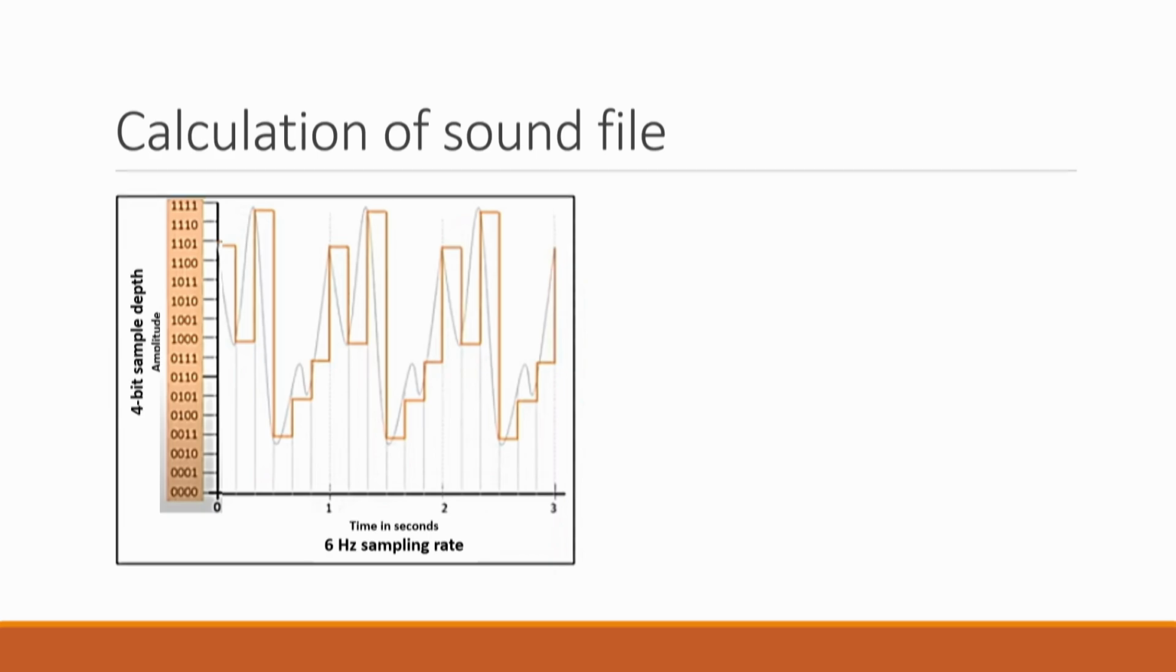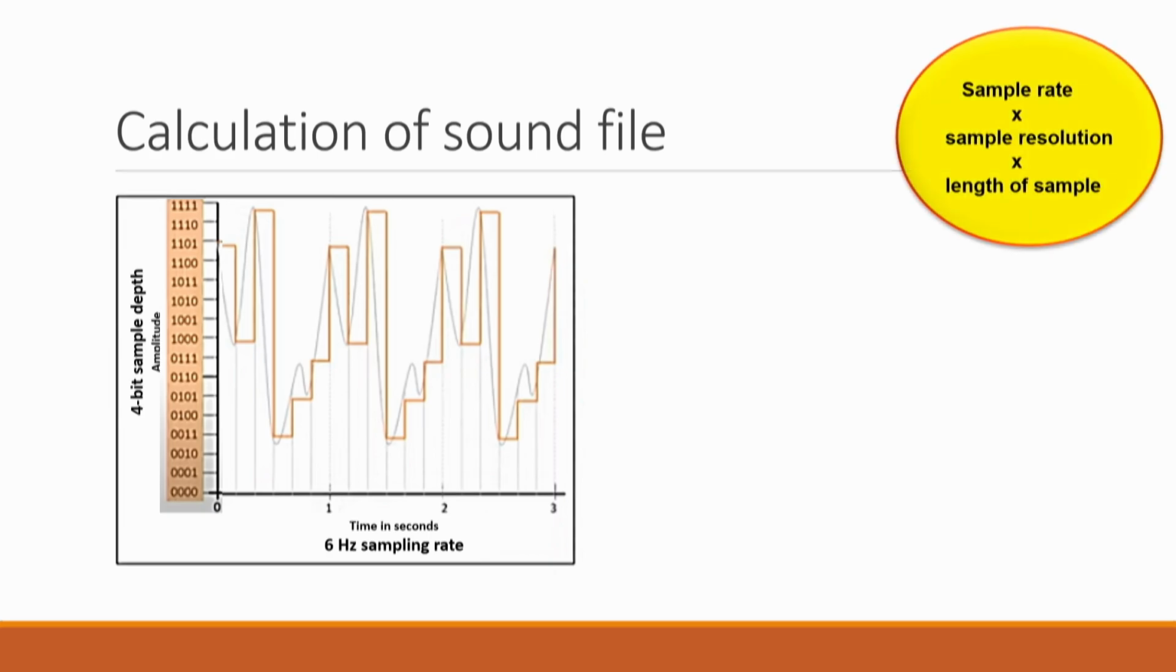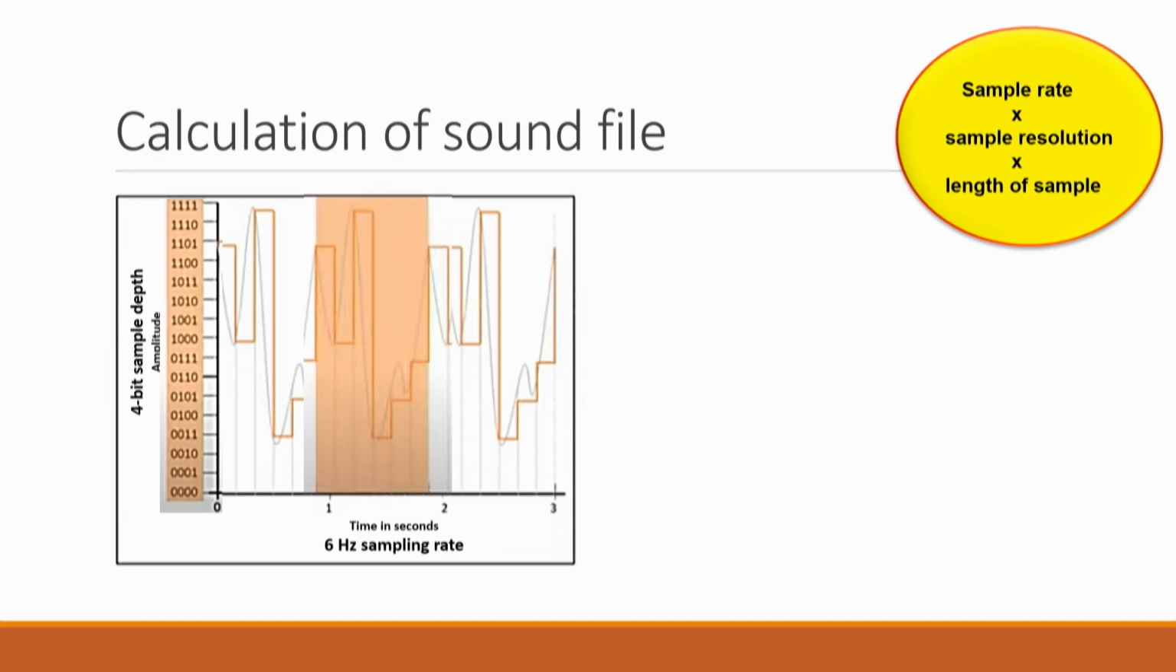So, let's give it a go with an actual sound file. To work out the size of the sound file, we need to do the sample rate times the resolution times the duration. We start with the sample rate, which is the number of times the sound is being sampled per second. On the x-axis, we have 3 seconds, and each given second, the sound is being sampled 6 times. This is given by the vertical gray lines. So, the sample rate is 6, meaning that 6 samples are being taken per second.